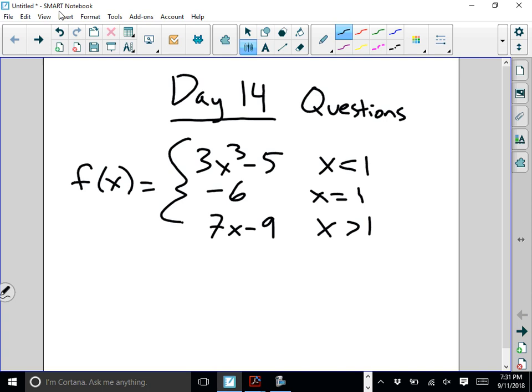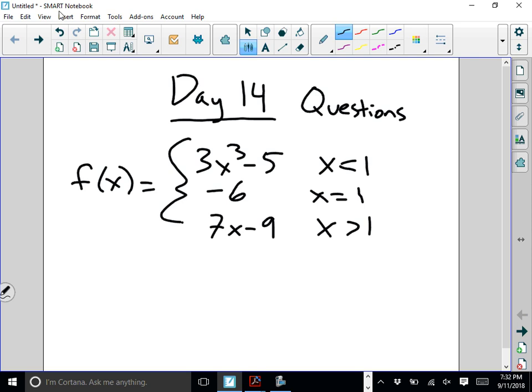Well, again, to prove continuity, any question about continuity, we want to go through those three steps. Step 1 being the limit exists, step 2 being the function is defined, step 3 being the limit and the function are equal to each other at that point. So to start this thing, we want to start with step 1 and show that the limit exists.